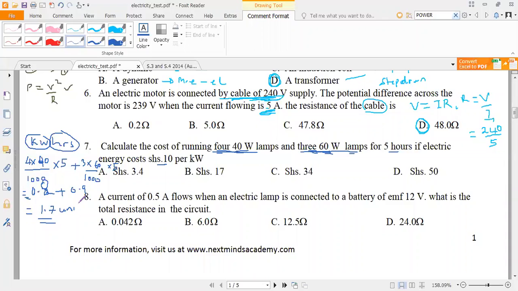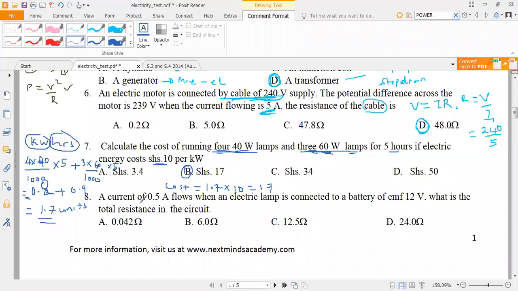So we can now calculate the cost by multiplying the number of units with the cost of each unit, which is 10. So the cost of electric energy for all the lamps is 1.7 times 10, and the answer is 17 shillings. So the answer for this question is B.